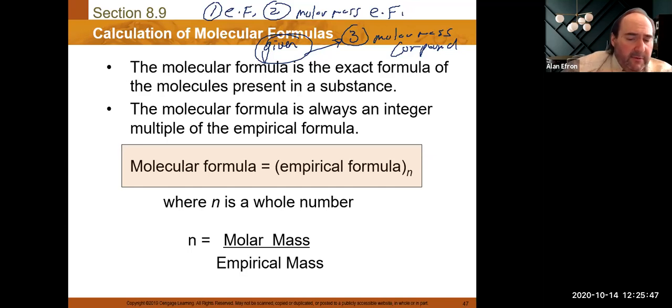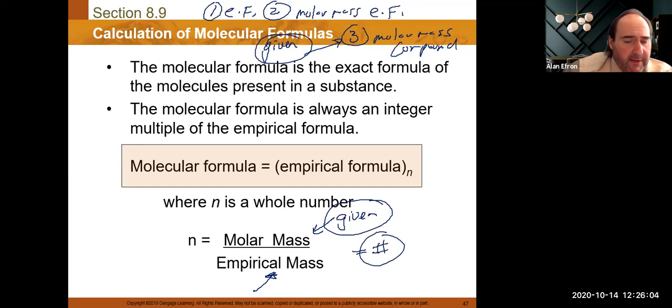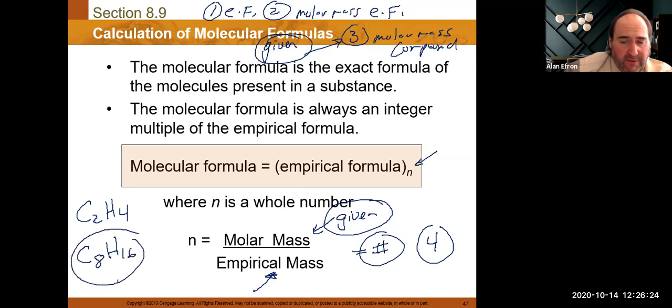So what you do with those numbers is you take the molar mass of the compound, which is usually the number given to you, and you divide it by the empirical formula molar mass, and it will give you a number. That number is what you multiply the empirical formula by. For example, let's say we divided and the number we got was 4, and let's say we had an empirical formula of C2H4. We would multiply everything there by 4 and get C8H16. And this would be our molecular formula in that particular case.